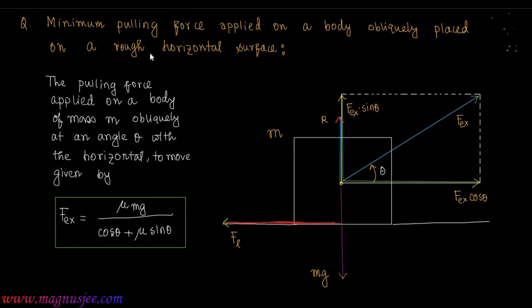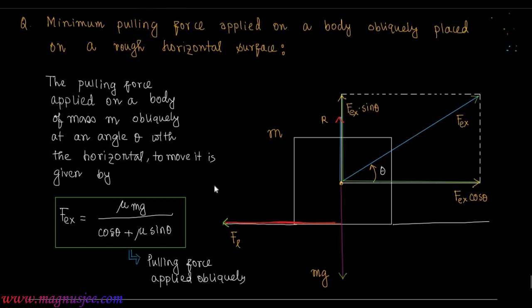Fex is equal to mu mg divided by cos theta plus mu sin theta. That is the pulling force applied on a body of mass m obliquely at an angle theta with the horizontal direction.